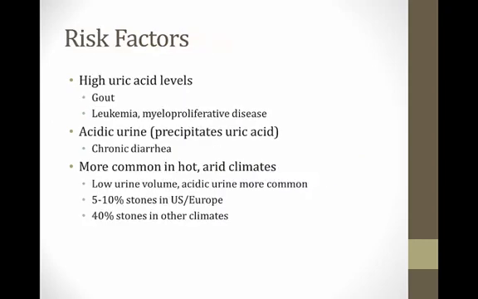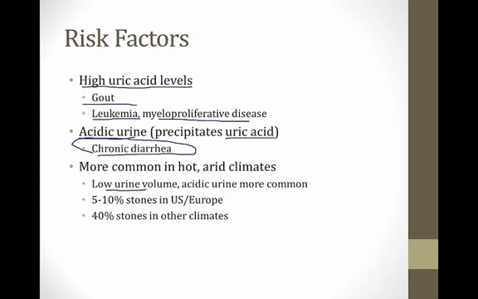So what are the risk factors for uric acid stones? Well, if you have high uric acid levels in the body, you can get uric acid stones. So patients with gout have high uric acid levels sometimes. Patients who have leukemia or myeloproliferative diseases can have high cell turnover, and all that metabolism and cell turnover increases the uric acid levels. If you have an acidic urine, this will precipitate uric acid like I showed you on the last slide. Patients with chronic diarrhea tend to have acidic urine, and therefore they can get these stones. And then finally, these stones are more common in certain climates. So in hot, arid climates, people have lower urine volume and they tend to more commonly have acidic urine, and they will get these stones.